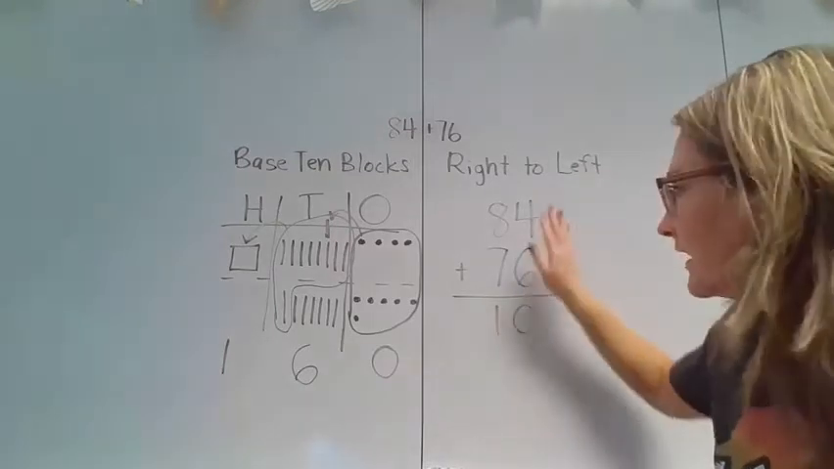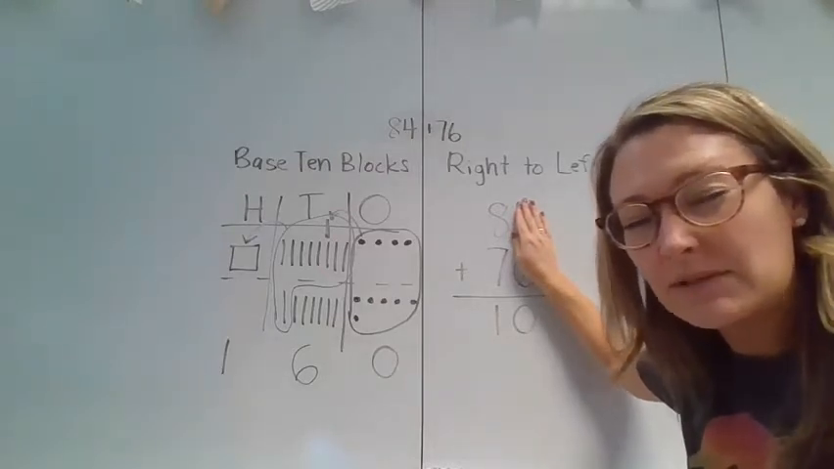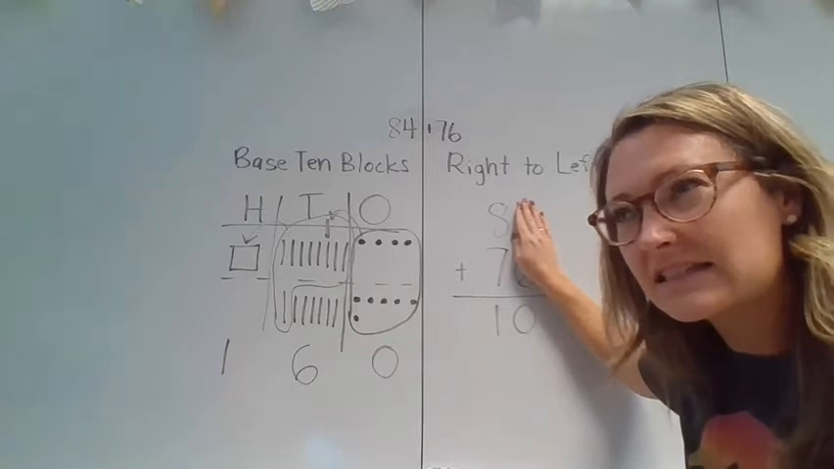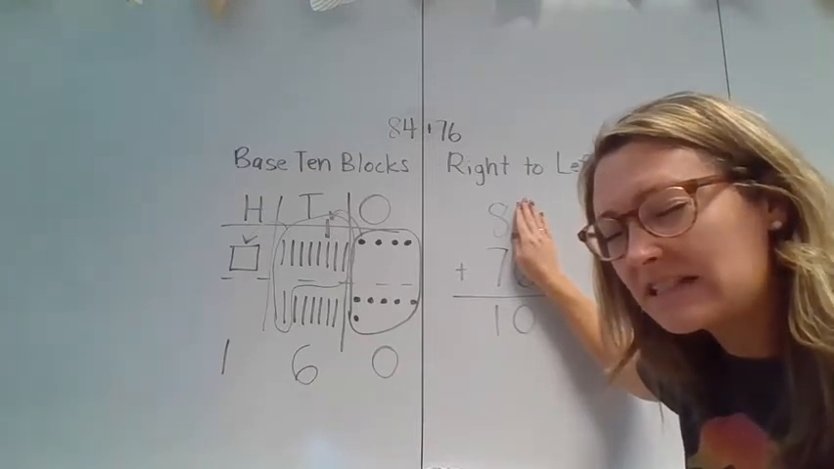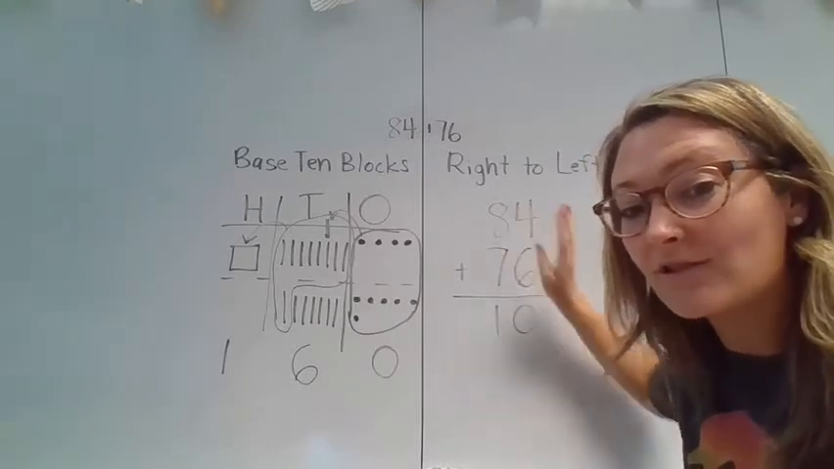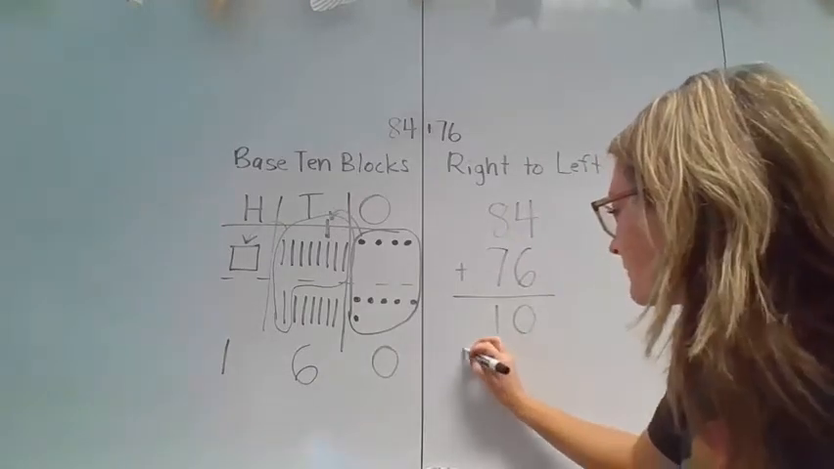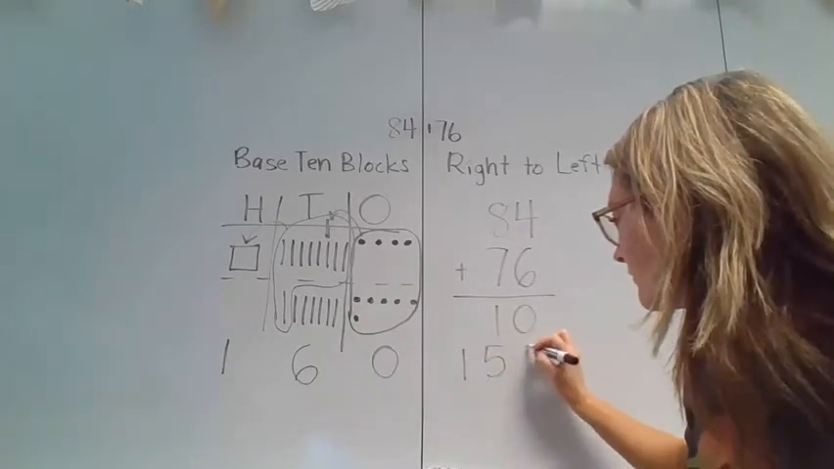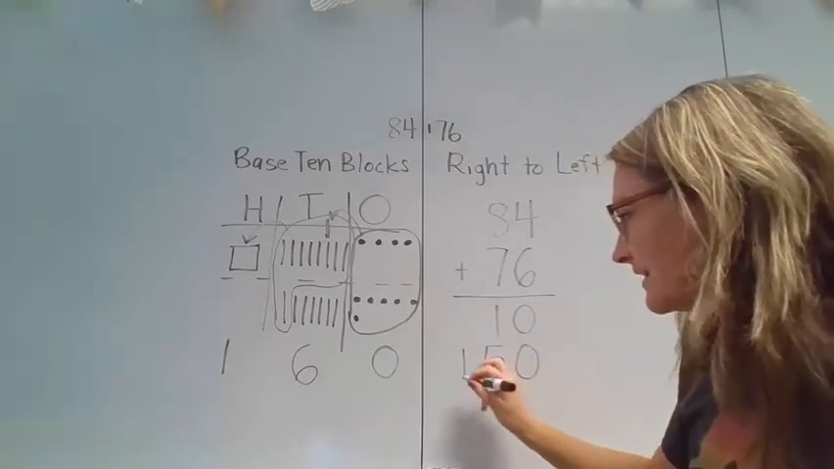So now I did my ones and now I'm going to do my tens. I have 8 plus 7, but it's really 80 plus 70. So when I think to myself, 8 plus 7, I know it's 15, but it's 15 tens, so I know that's 150. So I'm going to line that up underneath my ones. 150. So now I need to combine these two together.